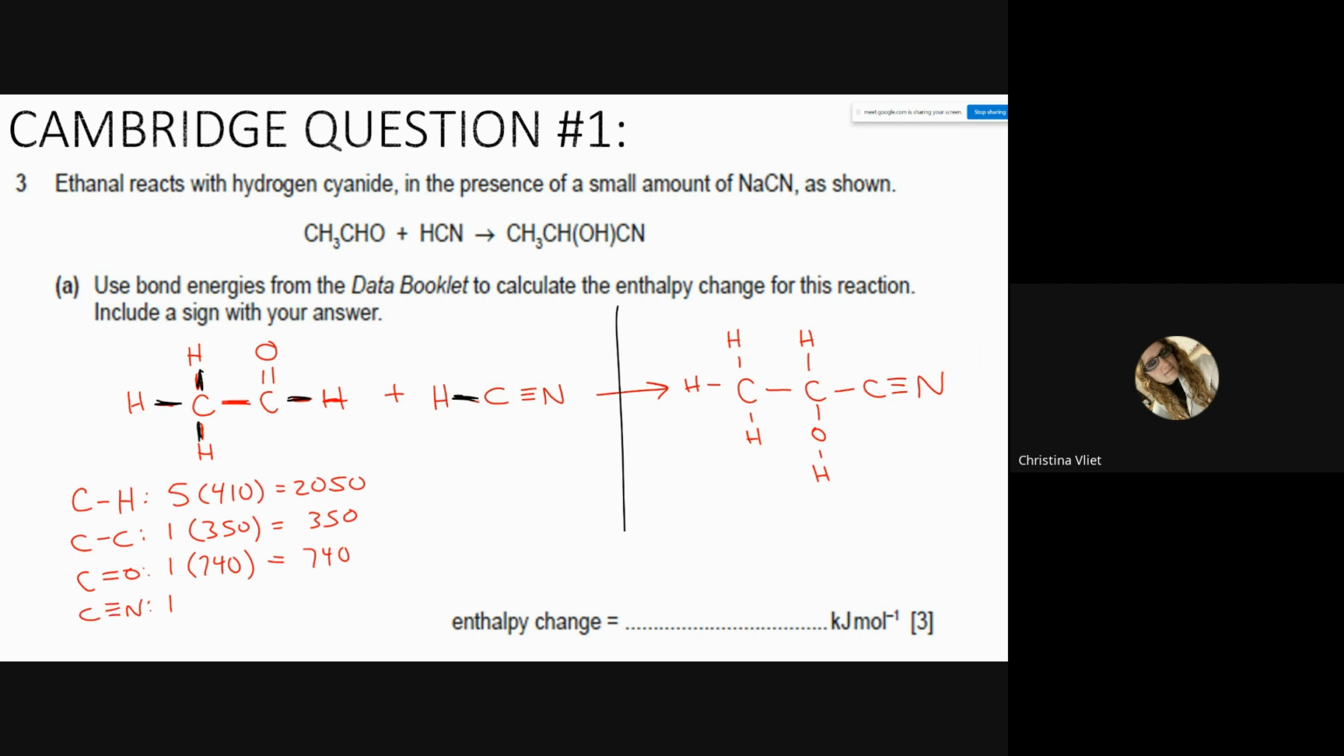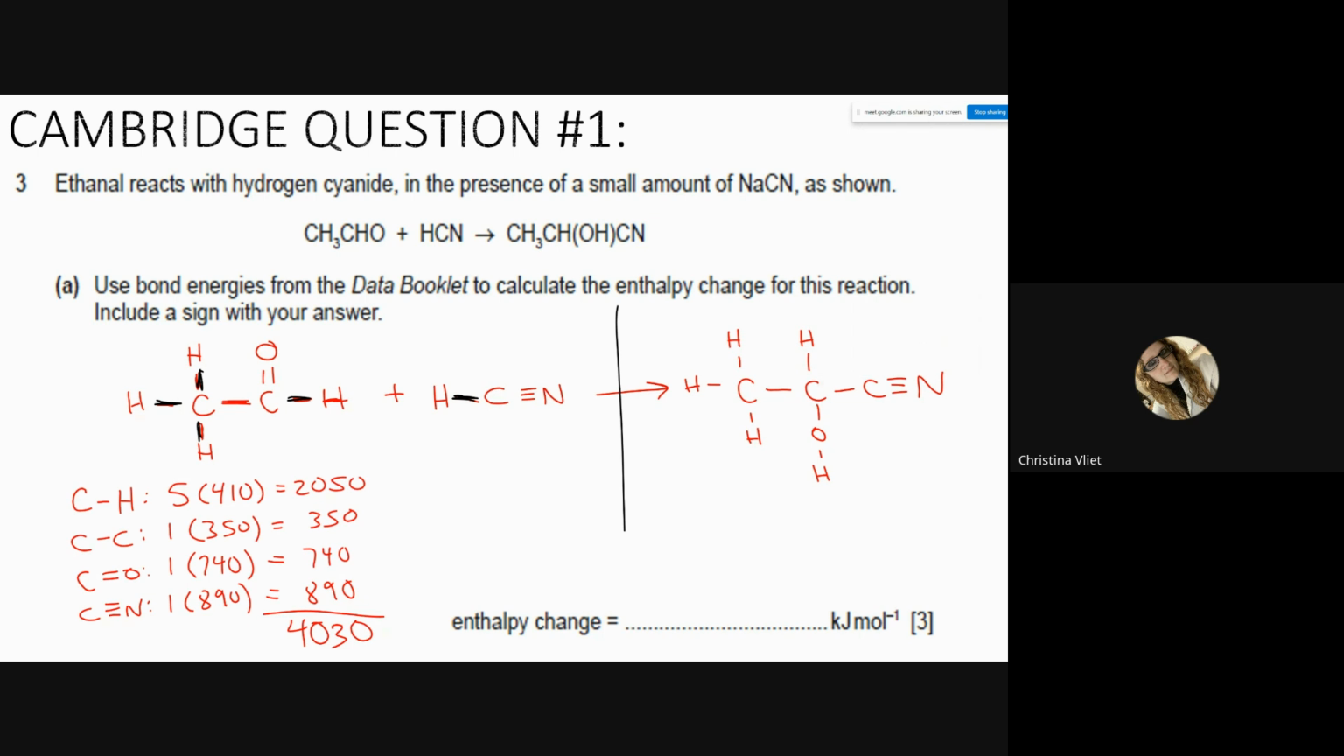8 nitrogen. So now that we've got all that, we add up all our numbers for our reactants. Plus 8 nitrogen. I get 4,030. This is a number I recognize from teaching in the past. You get 4,030. Let me know if you did the same.